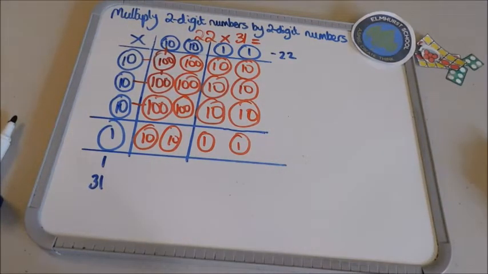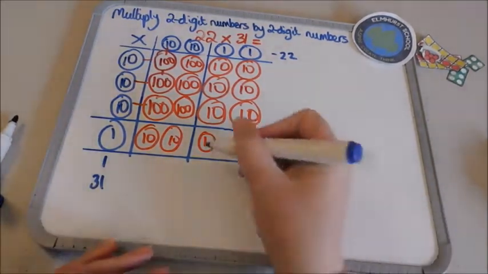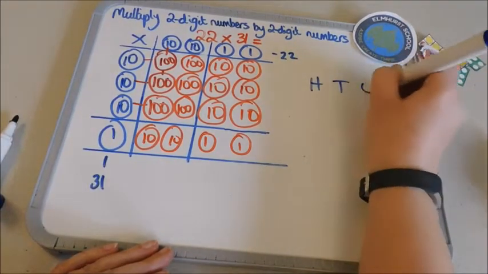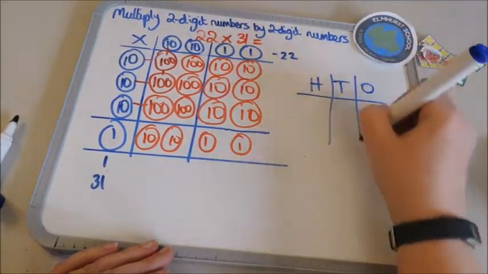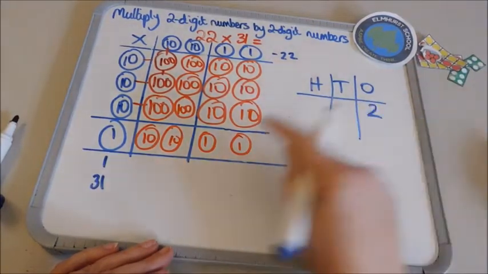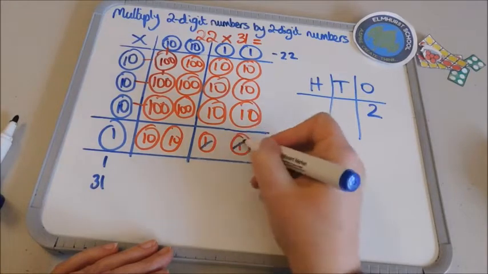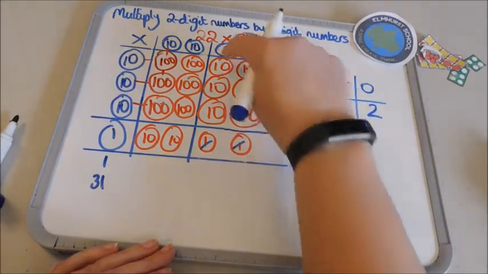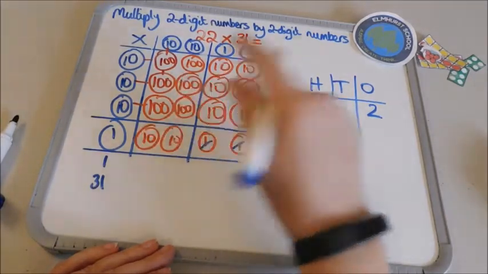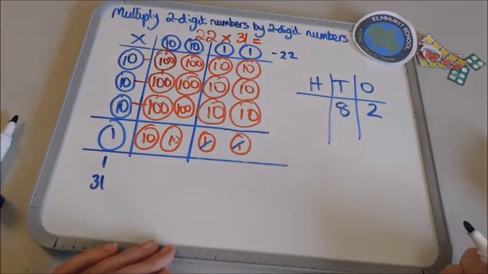Now we can see we've done all our calculations, but we then need to work out what we've got. If I think about my columns, how many ones have I got? I've got 2 ones, so I've done those. And then how many tens? 10, 20, 30, 40, 50, 60, 70, 80, 8 tens.